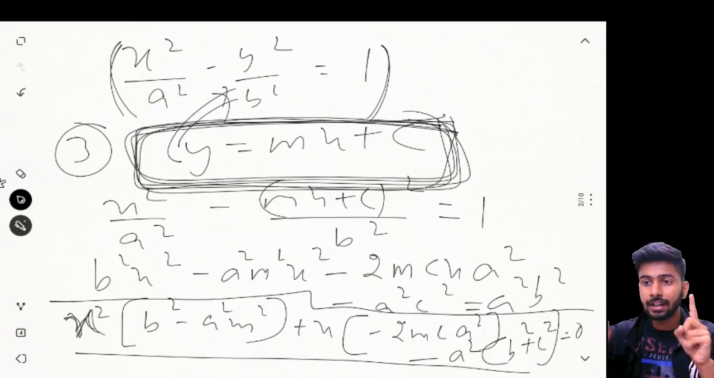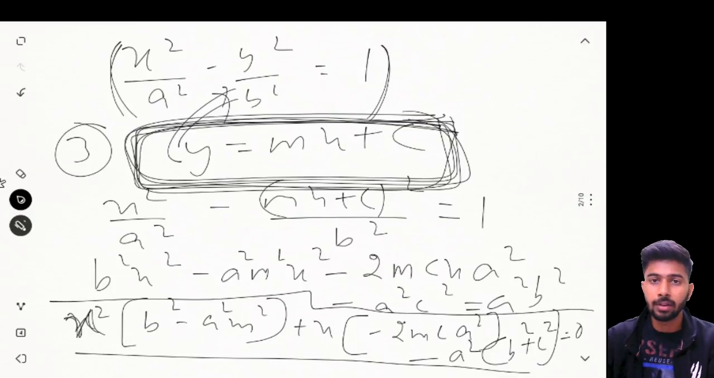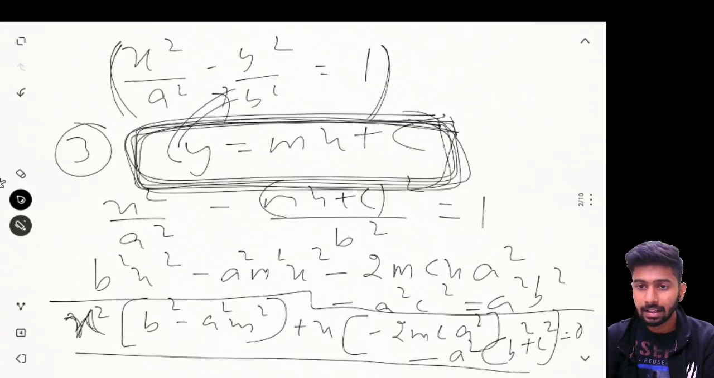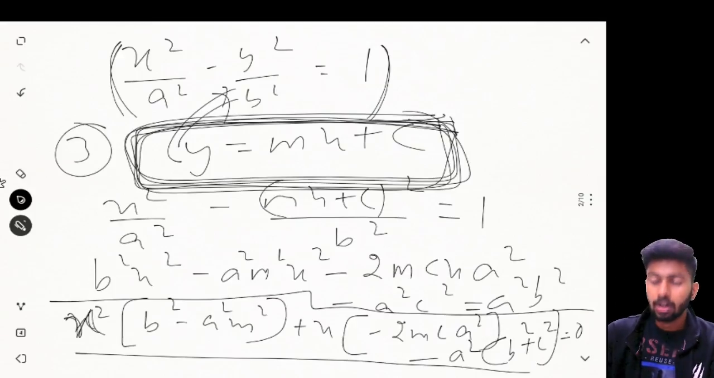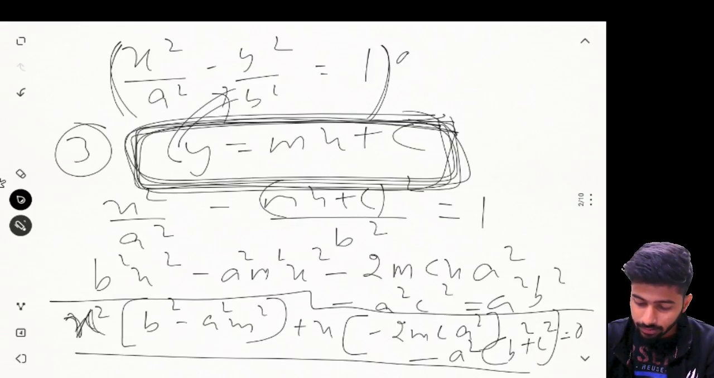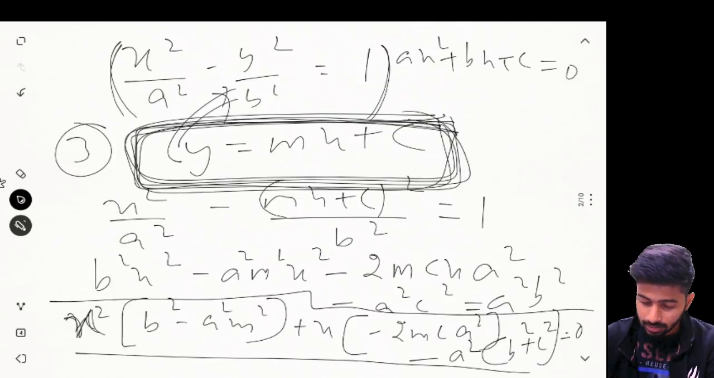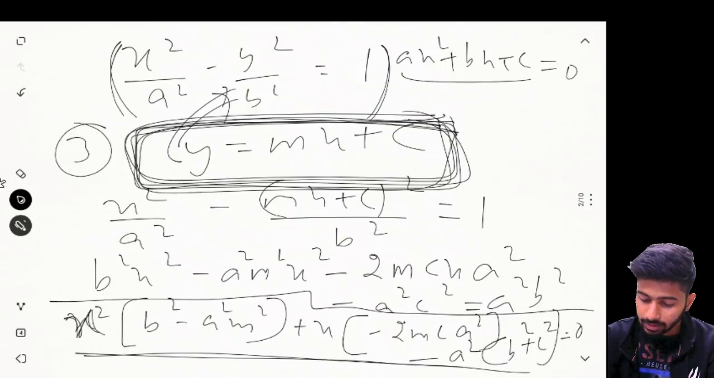It should not have a different x1 and x2. Otherwise, that would mean the straight line is intersecting this curve at two different points, right? It has to intersect this curve only at one point. So if I have a quadratic like this, ax square plus bx plus c is equal to 0, and I want it to have just one root, basically repeated roots, then its discriminant should be 0, right? So b square minus 4ac should be 0.